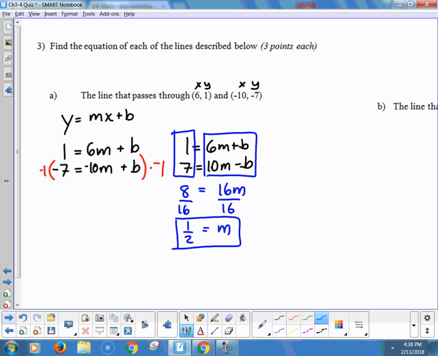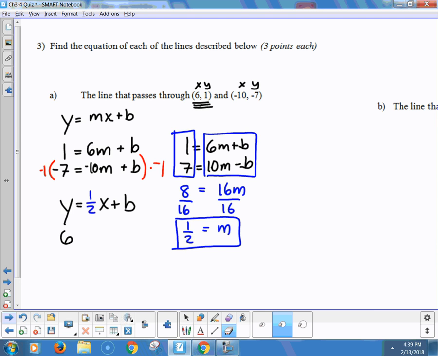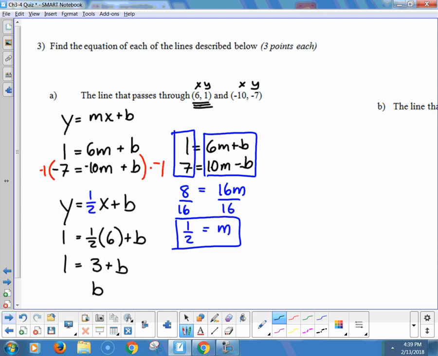Once you have that slope, you can put it into your equation, y equals 1/2 x plus b, and we can solve to find a y-intercept. I'll plug in that point right there. That would mean 6, I lied, that would be 1. 1 must equal 1/2 times 6 plus b. 1 must equal 1/2 of 6 is 3 plus b, so I get a b value of negative 2. Final equation, y equals 1/2 x minus 2. That is one way to find the equation of a line between 2 points.